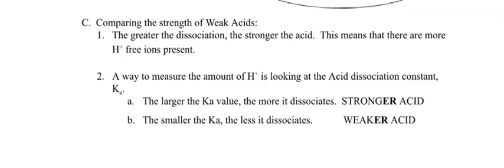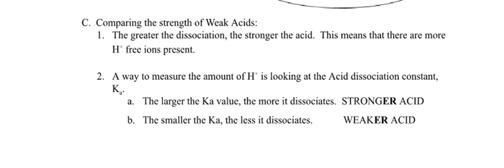So, comparing the strength of weak acids: the greater the dissociation, the greater the split up, the stronger the acid. In other words, the more H's that are in solution, the stronger the acid, because that's what Bronsted-Lowry says. It's going to donate the H+. So the more that you donate the H+, the stronger it is. So the more it splits up, the stronger it is. That's what dissociation means, to split up.